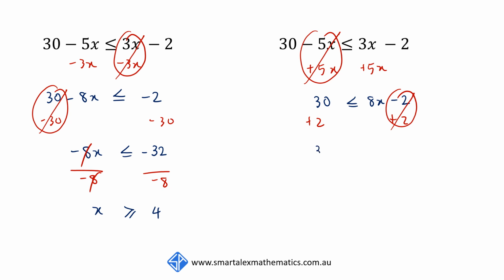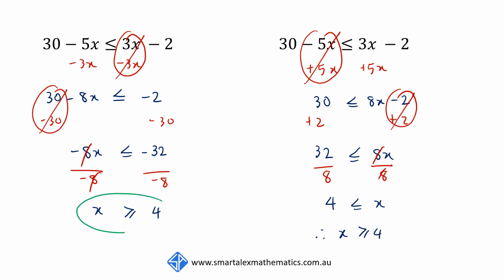We have 32 is less than or equal to 8x. And this time, to get rid of the 8, we're just going to divide both sides by a positive 8. So the sign does not change. We have 4 is less than or equal to x. In other words, this is the same as saying x is greater than or equal to 4. And what we see here is that both sides will give us the same answer.